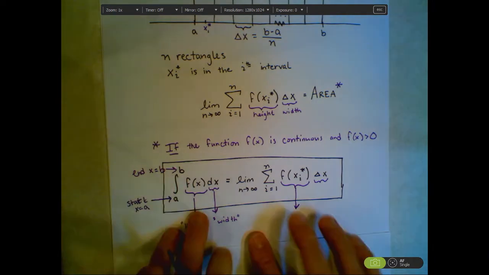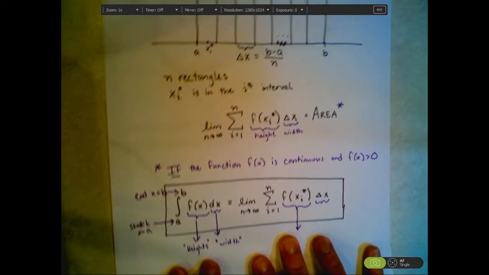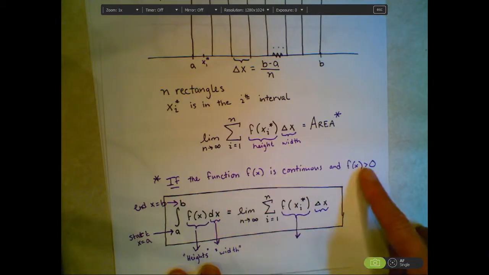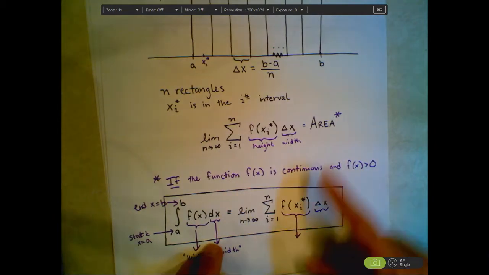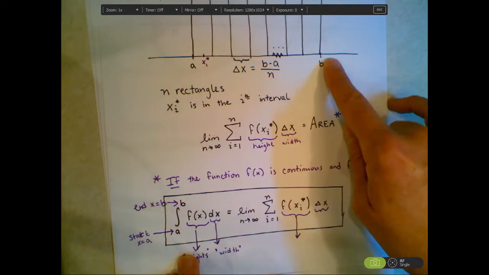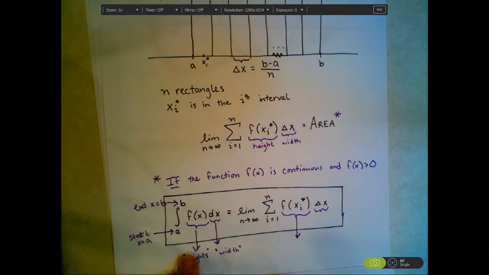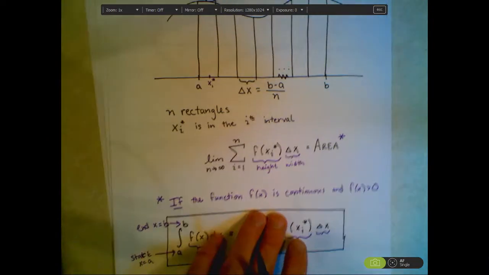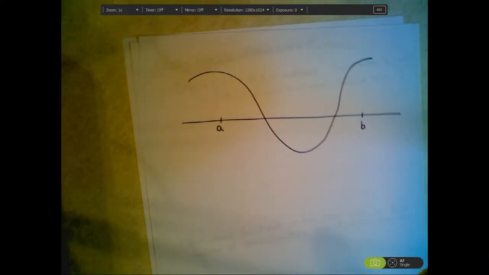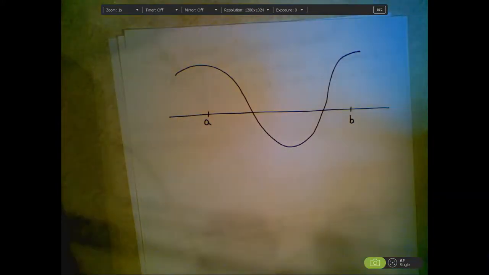And you say, Carolyn, this looks a lot like what we did before with areas. And my answer is absolutely. So long as your function is continuous and greater than 0, this integral exactly computes the area from a to b. But if you have functions that dip negatively, something different happens. So that's my next example. Let's take a look at this function. So here's my function. We can call it f of x.